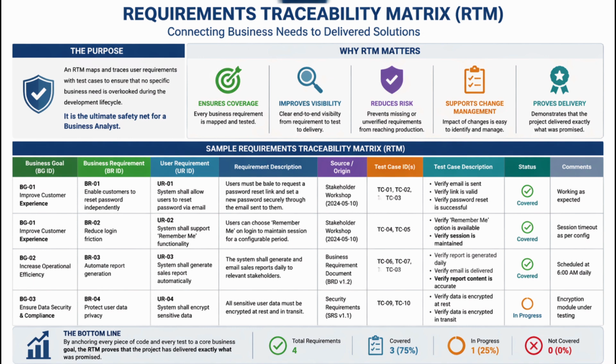It is the ultimate safety net for a business analyst. An RTM is a document, usually a well-structured spreadsheet, that maps and traces user requirements with test cases to ensure that no specific business need is overlooked during the development lifecycle. Without it, you risk a scenario where developers build a feature perfectly, but it fails to address the original business problem. By anchoring every piece of code and every test to a core business goal, the RTM proves that the project has delivered exactly what was promised.